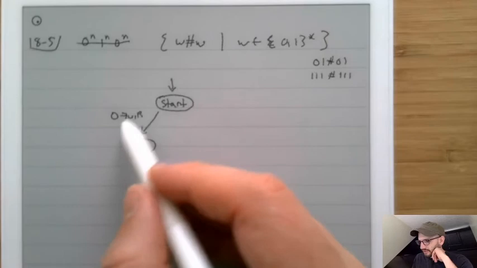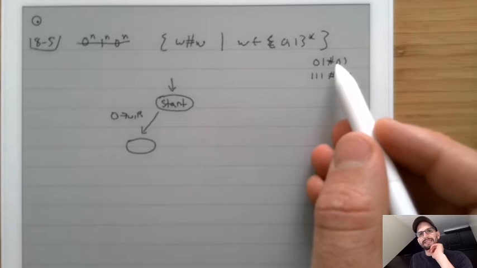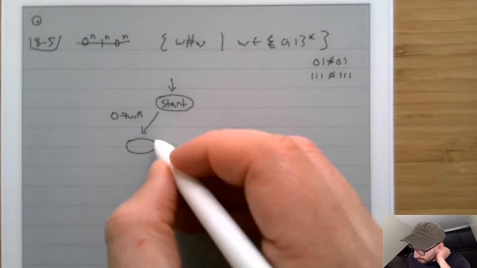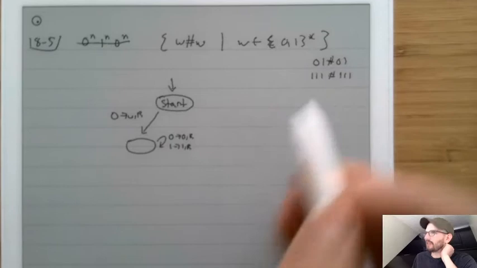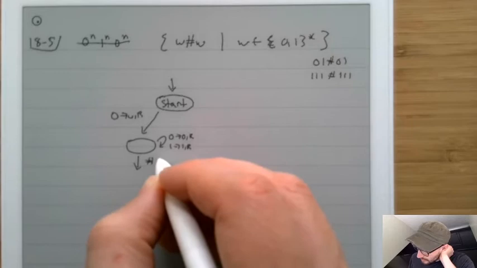So if the first thing that we saw was a 0 right there, then what we need to do is move over to the right, past the hash, and then check to see that that's a 0. So what we should do then is loop here, skipping over any 0 we see. If we see a 0, let's replace it with a 0 and move to the right. If we see a 1, we'll replace it with a 1 and move to the right. What we want to do is skip over until we get to the hash. Once we get to the hash, we'll leave it in place, and we'll go to this state right here.